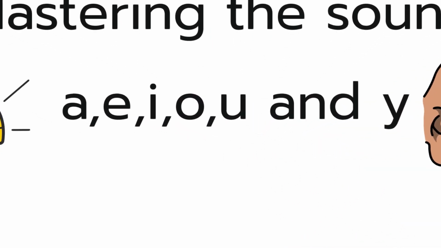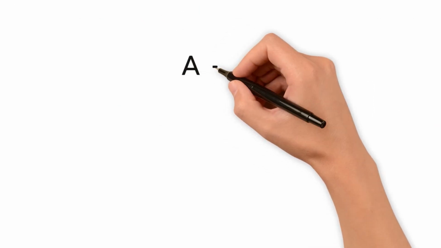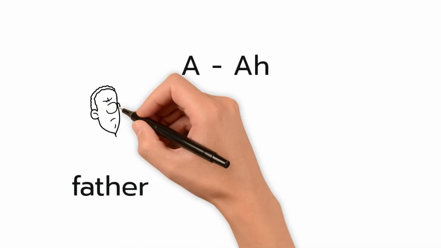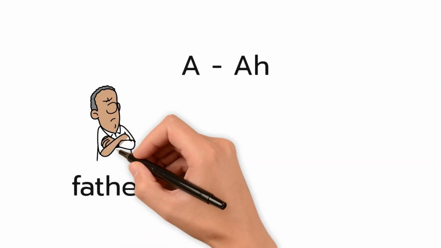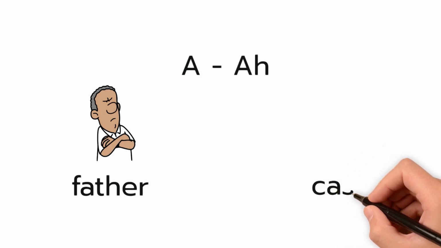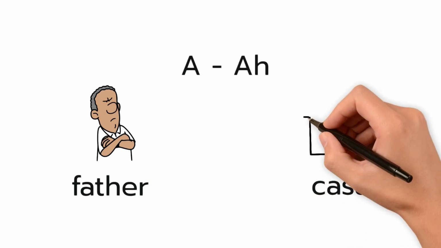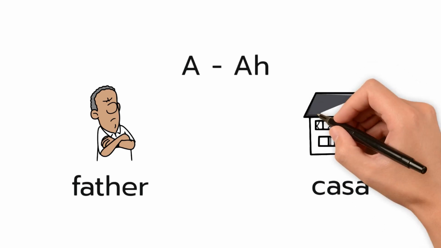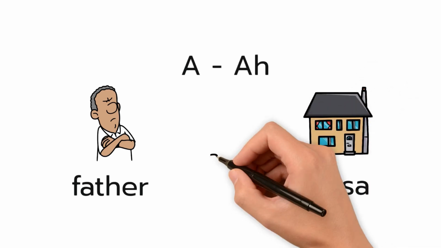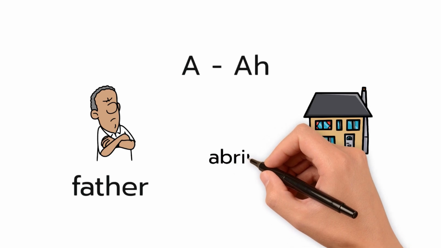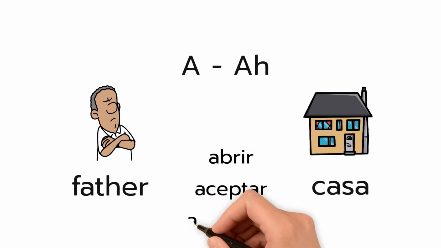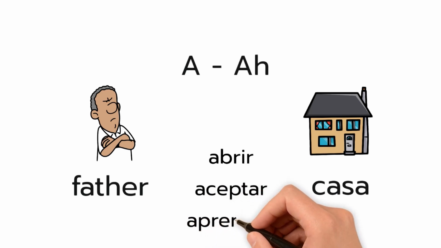Let's start with A. The letter we use, we call A. It's the same A as in father. And you'll see this in the word casa. Now, there are a lot of Spanish verbs with the A: abrir, which means to open, aceptar, which means to accept, aprender, which means to learn.